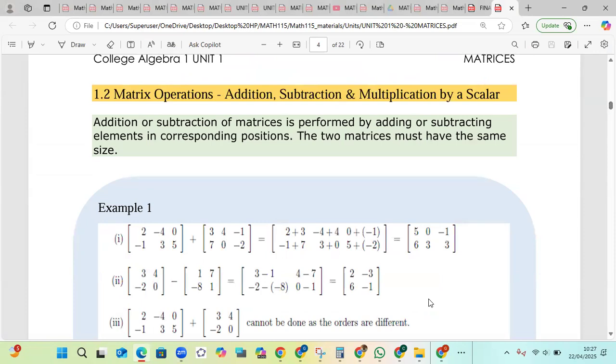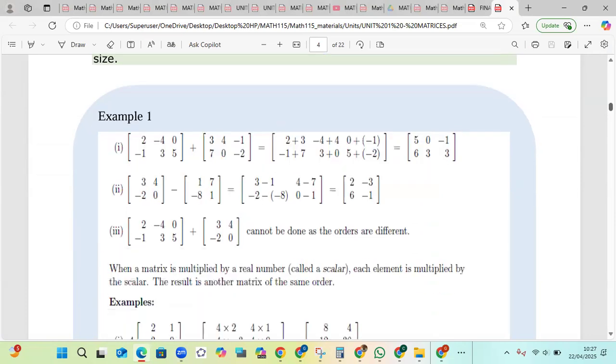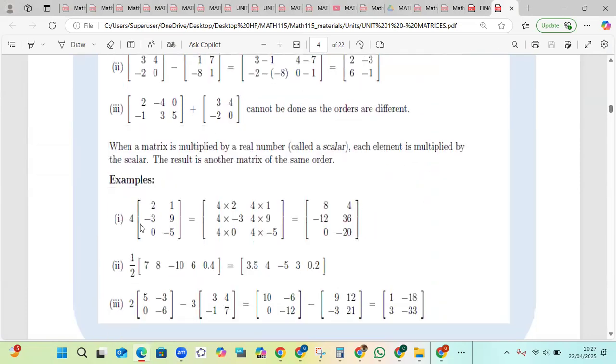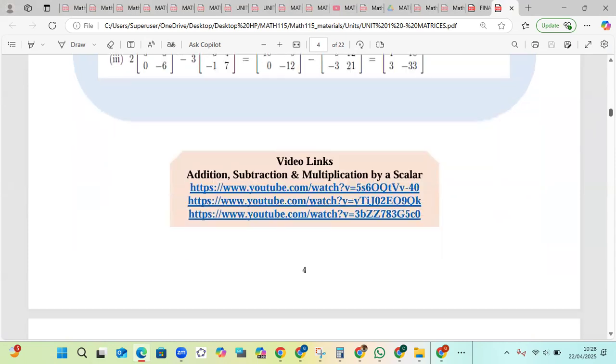A scalar means a number that is scaling the matrix up or down. It's just a number. So if it's a 5, it will scale it up by 5. If it's half, it will scale it down by half. So that's why they call it scalar multiplication, multiplying a matrix by a scalar. So here you have a scalar of 4, it will scale up that matrix by 4. You have a scalar of a half, it will scale this matrix down by a half, okay? So that's why they call it scalar multiplication.